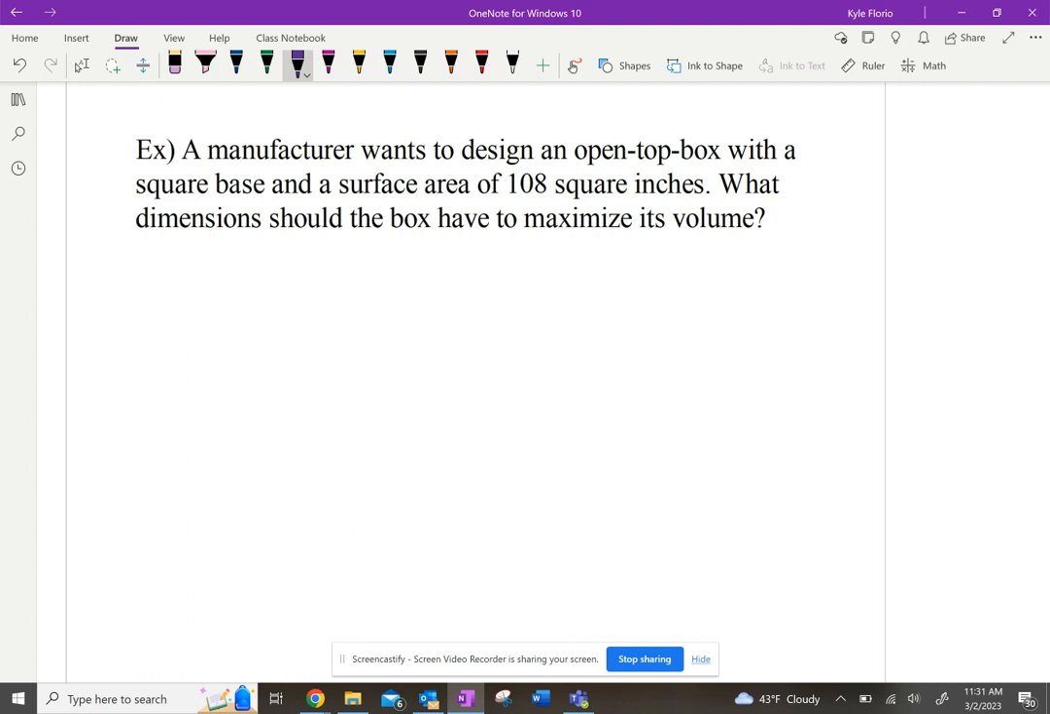So I want to find out what am I trying to max or minimize. In this case, it's volume. So that's going to be my primary equation. And it's for an open top box with a square base. So I want to find the volume of an open top box with a square base. I think it'll be helpful to draw this.